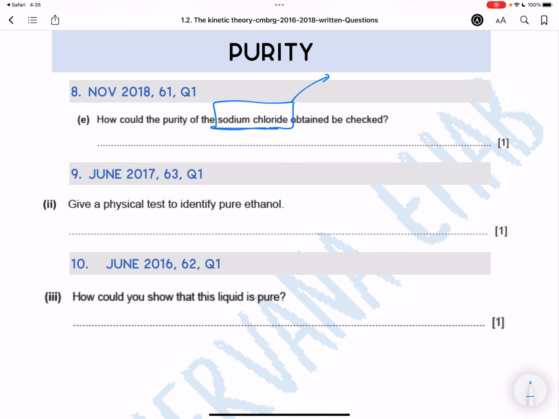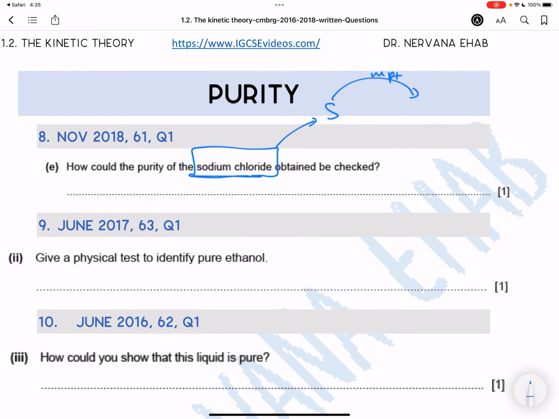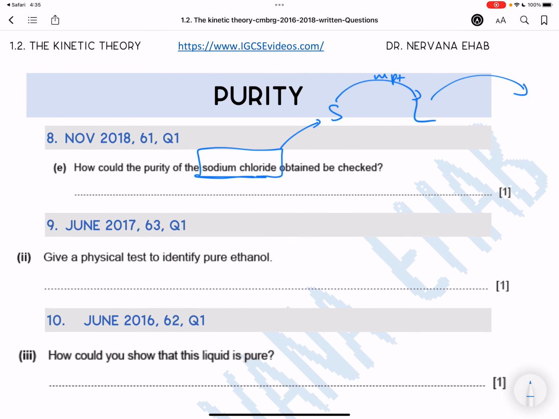So what's easier? Is it easier to check the melting point, which is solid to liquid, or is it easier to check the boiling point, which is liquid to gas? Now, it is easier to check the melting point of sodium chloride and not the boiling point. Why? Because the melting point is closer. It's going to happen quicker, right?